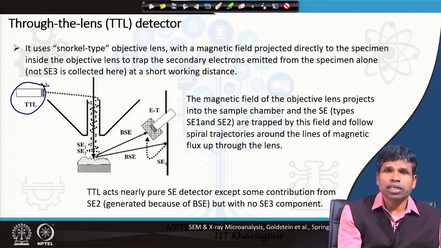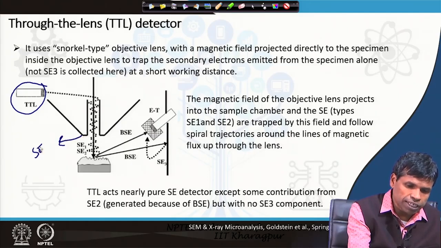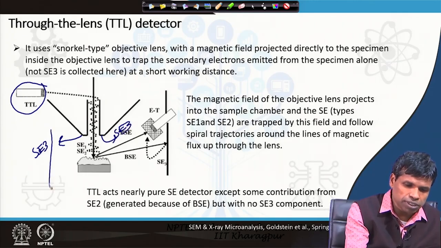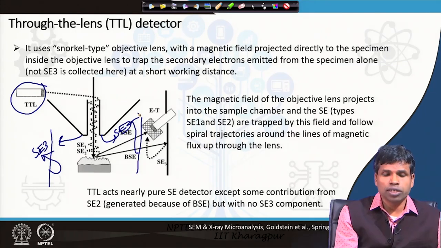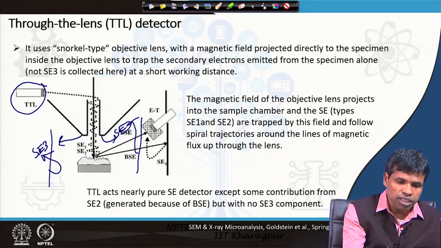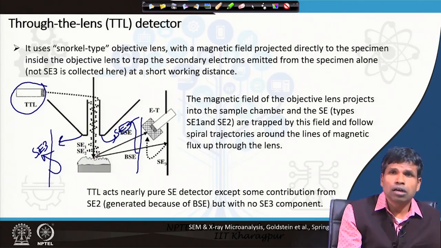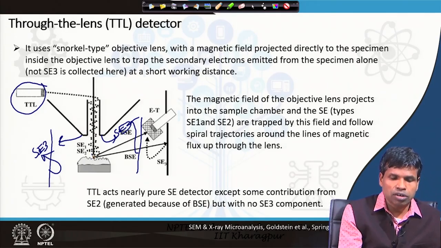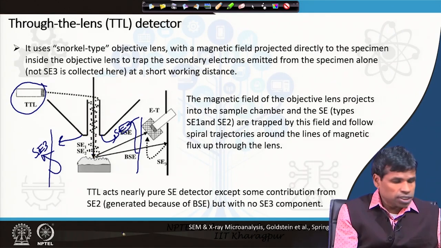It will not be able to detect SE3, because SE3 electrons come out from the region below the pole piece, or from the chamber wall. Because our TTL detector is above the objective lens, it would not be able to collect SE3. So, the secondary electrons generated near the beam striking position, or beam incident position, will only be collected using this detector.